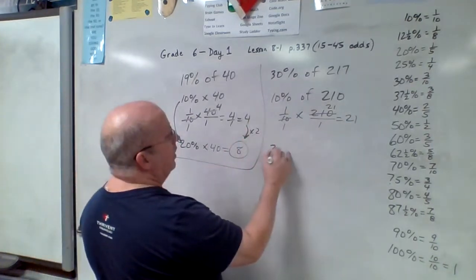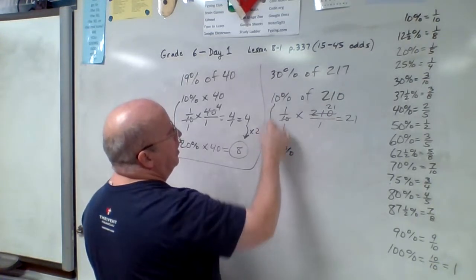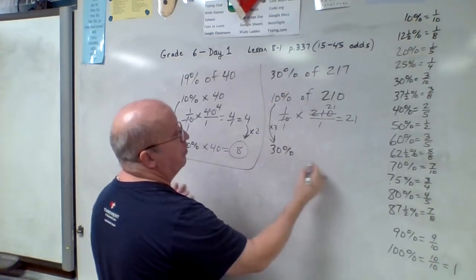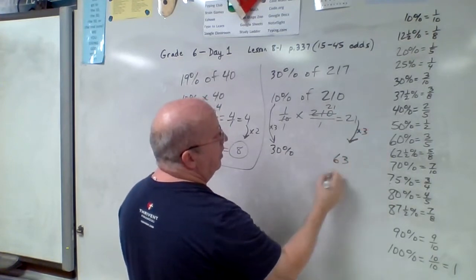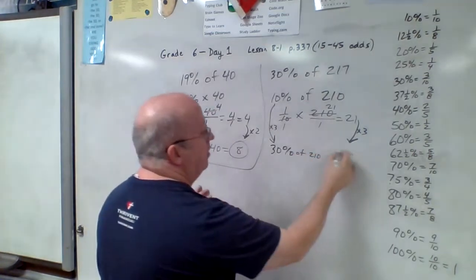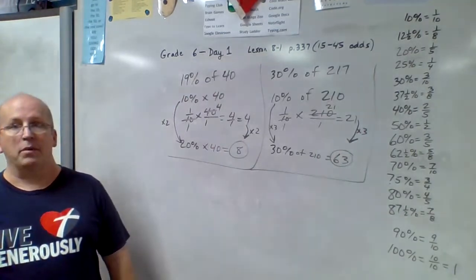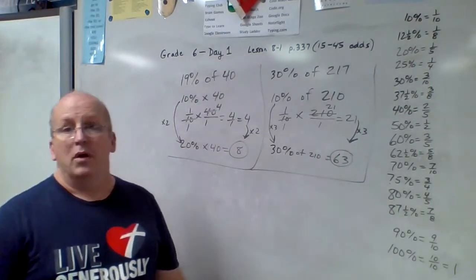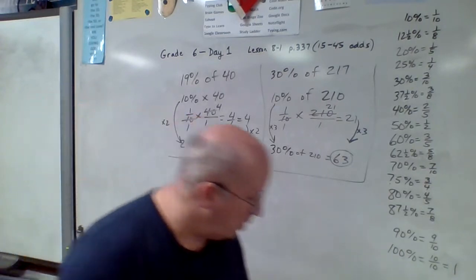But I want it to be 30%. And that means multiplying by 3 to get from 10 to 30. So I do the same thing to this number, and I get an answer of 63. 30% of 210 is 63. And that's our second problem in this set of estimating by using 10% of a number.